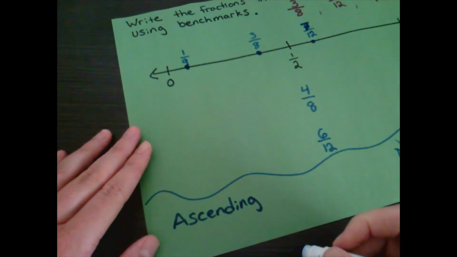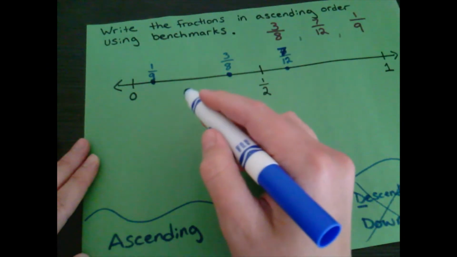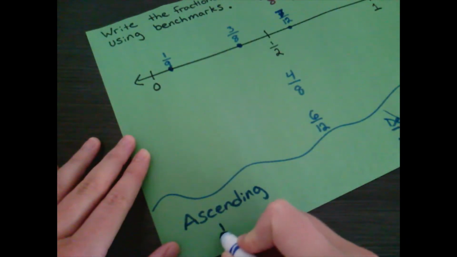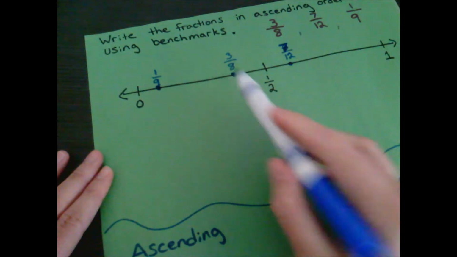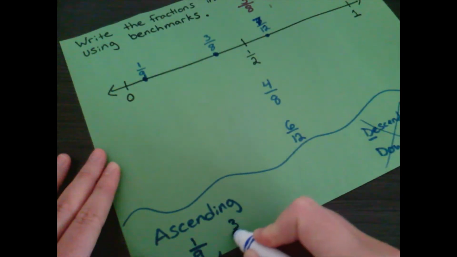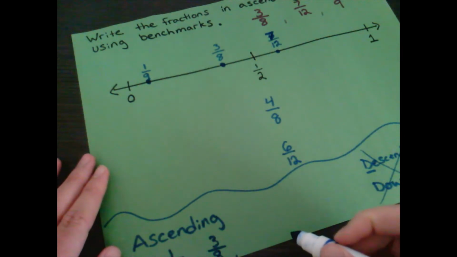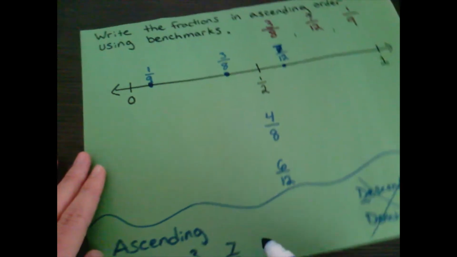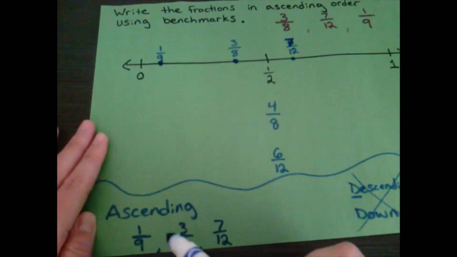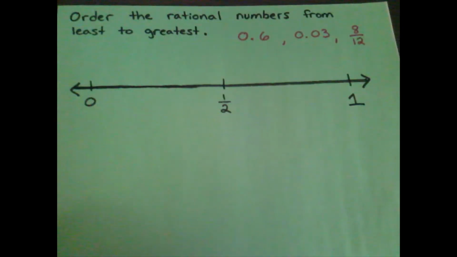All right, so the smallest fraction we have is 1/9. The next one we said was 3/8. And the last one we said was 7/12. So these are our 3 fractions in ascending order using benchmarks. All right, so we're going to do another example.